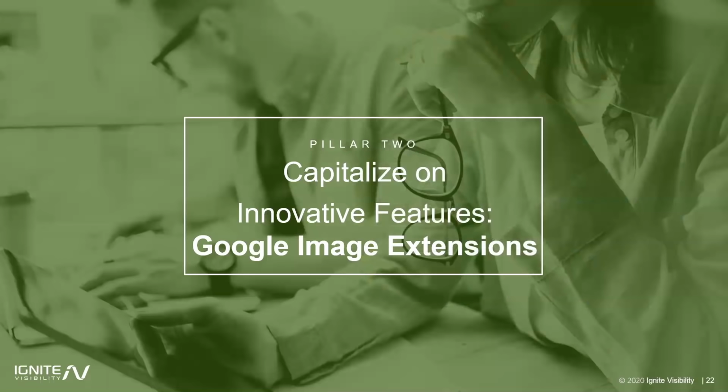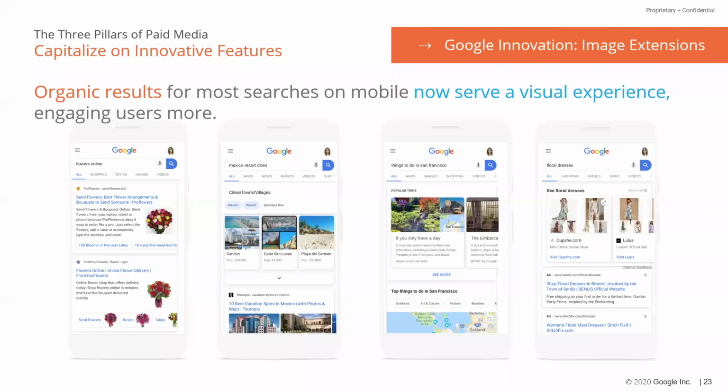Awesome, thanks, Aether. So moving on to another innovative product, we have Google Image Extensions. This is an update to the traditional kind of text ad you might see on the search engine results page. And you can see some examples here across a number of different verticals where this ad type can be extremely effective. So anything from flowers to travel and tourism to, you can see some floral dresses.